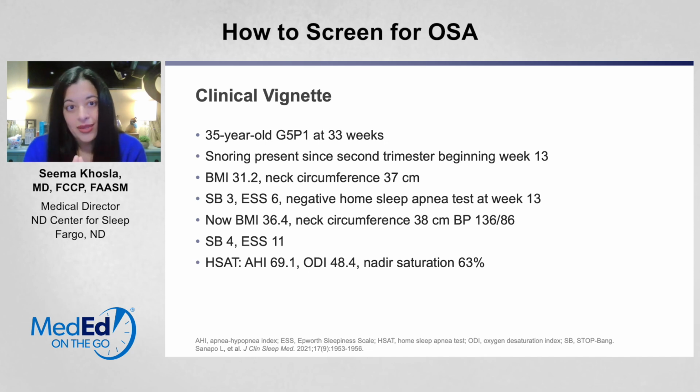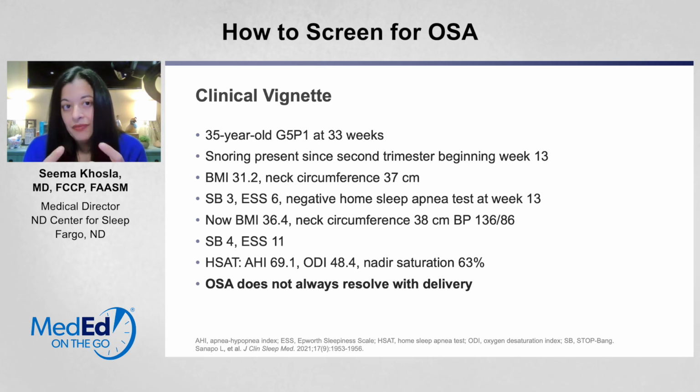So a lot of the advice we give our pregnant patients is whatever's ailing you is going to get better when the baby comes, right? Restless leg syndrome, acid reflux. Not true for sleep apnea, though. It doesn't always resolve with delivery. And so it's really important to keep these patients on your radar.